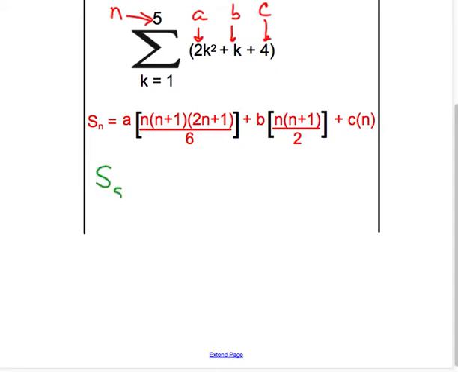So the sum of the first 5 terms is A. And actually I'm going to reformulate this for you to make it easier to put into your calculator, and I don't even need parentheses here. So we're going to do A times n plus 1, and we're going to simplify that so that we don't have to worry about parentheses, times 2n plus 1, all over 6, plus b, which is 1, so I don't need to multiply by 1, times n plus 1, all over 2, plus c times n.